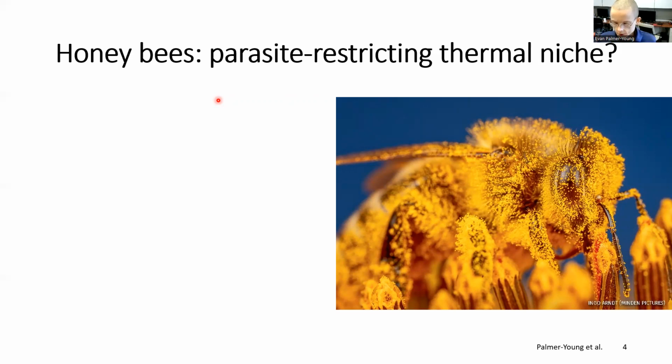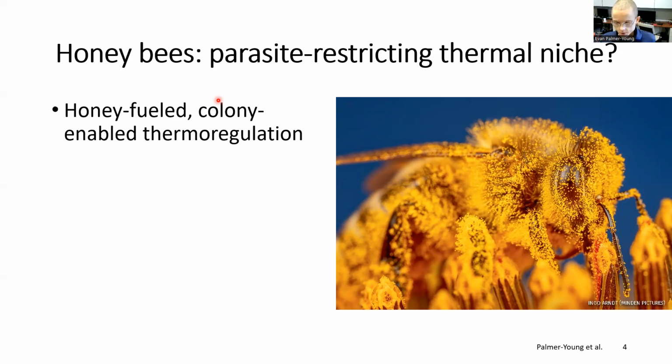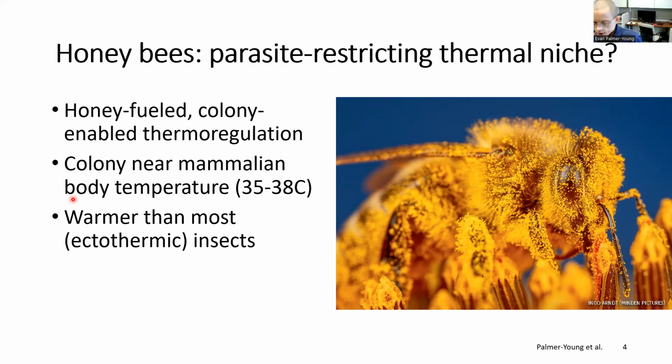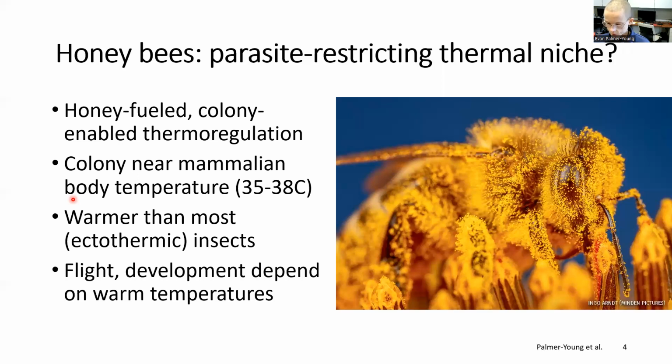Honeybee colonies exhibit an endothermic temperature regulation that's quite rare among insects, keeping the colony at close to mammalian body temperatures. This is much hotter than what's typical of most insects, which are generally cold-blooded, and could deter establishment of parasites that are weakened by such high temperatures.